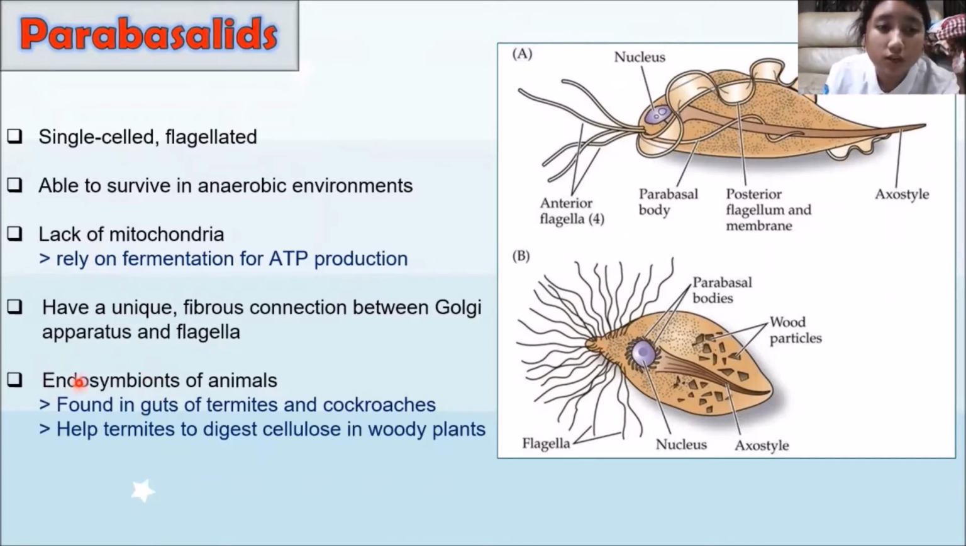Parabasalids are endosymbionts of animals. For example, they are found in guts of termites and cockroaches. They help termites to digest cellulose in woody plants. So from this figure, you can see that there are wood particles in their body, and it means that the Parabasalids will digest the wood particles.